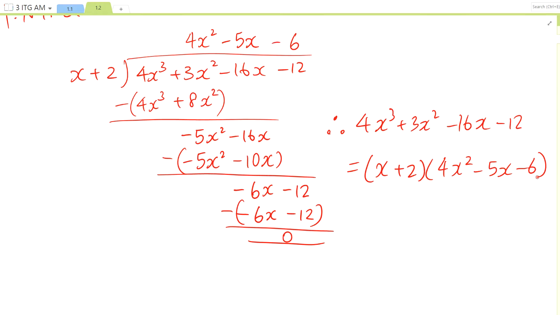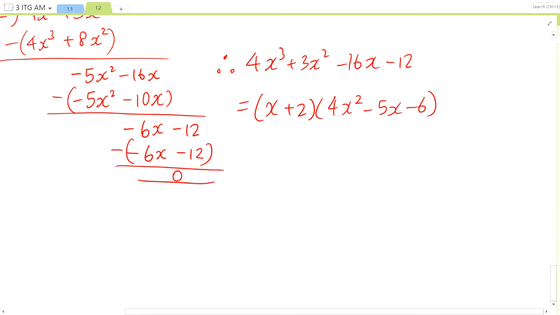Oh, got 3 brackets. Did they say factorize completely? They didn't. You don't need to. But if they say factorize completely, then you should. In this case, apparently it can be factorized. Okay, I'm too lazy to do it. What are the answers? x minus 2 and 4x plus 3. Okay, yes?